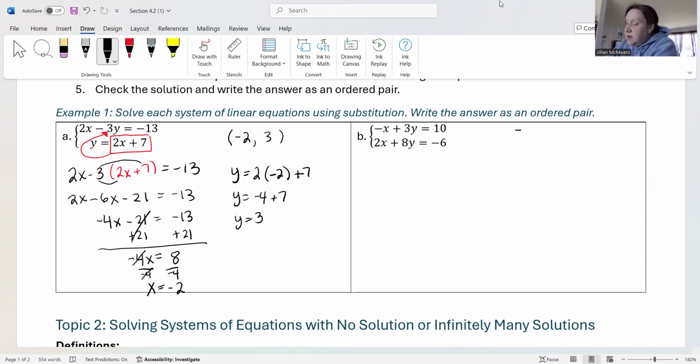So over here to the side, I've got negative x plus 3y equals 10. I want to solve for x. That means I need to get that negative x alone first. The issue is the 3y, so I'm going to subtract it.